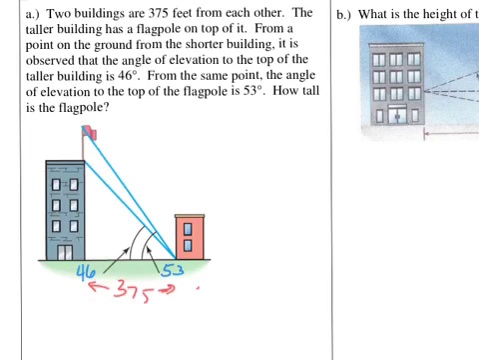Well, to do problems like this, we have to see that there are two right triangles. One of the right triangles goes up to the top of the flagpole, and that has an inside angle of 53 degrees. So there's my 53. And then the other one is the smaller triangle that has the angle of 46 degrees. So I'll put that down here, 46 degrees. Now they both have the horizontal distance in common, so 375 is going to go here and here.